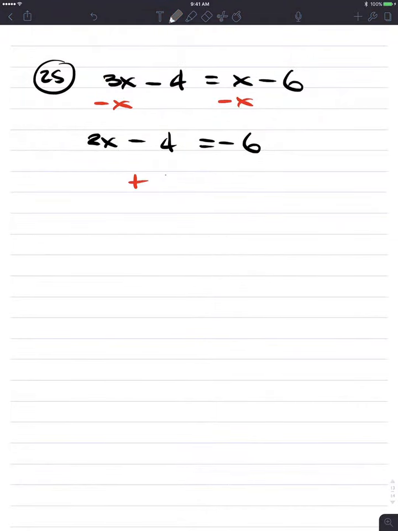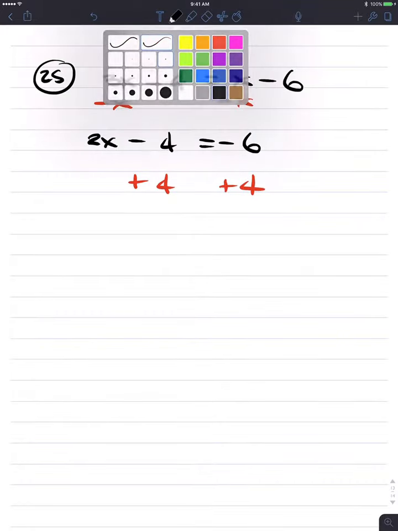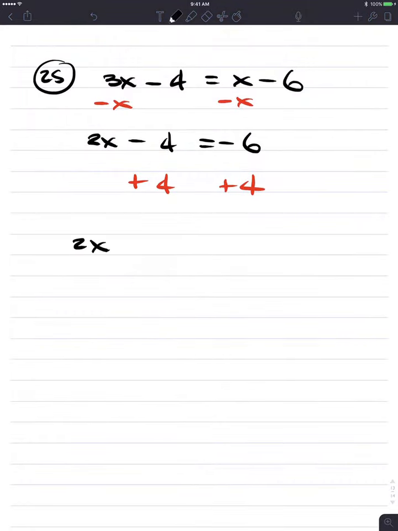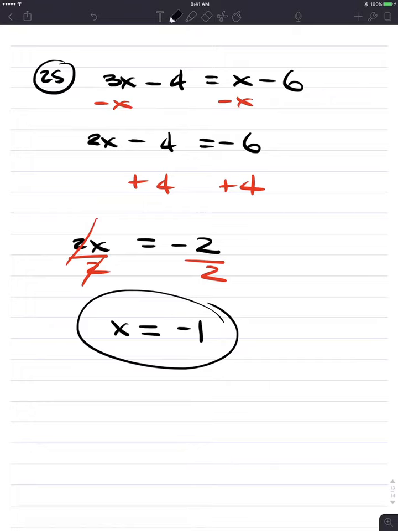I'm going to now undo my subtraction of 4 by adding 4 to both sides. We end up with 2x equals negative 2. We're going to divide both sides by positive 2. We end up with x equal to negative 2 divided by positive 2, which is negative 1. This is number 25.